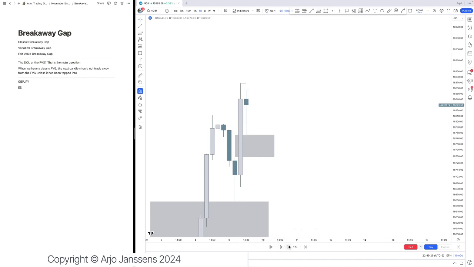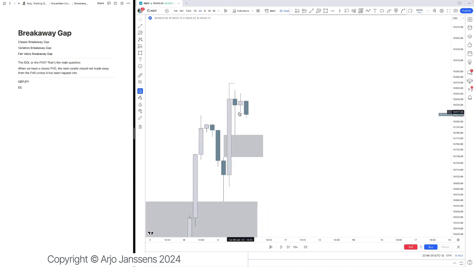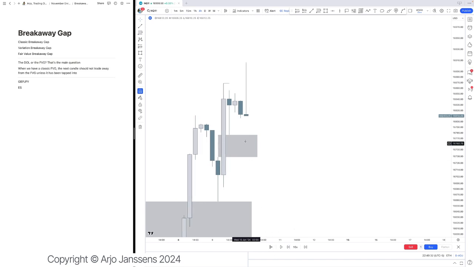Now, if we then see this and we have an up candle after that, and we struggle to come back into the fair value gap, why is that? Because that is a variation breakaway gap. Because we already had a long wick right there, we did not come back into that fair value gap, which some people might have seen as a fair value gap, because simply it's too far right there.